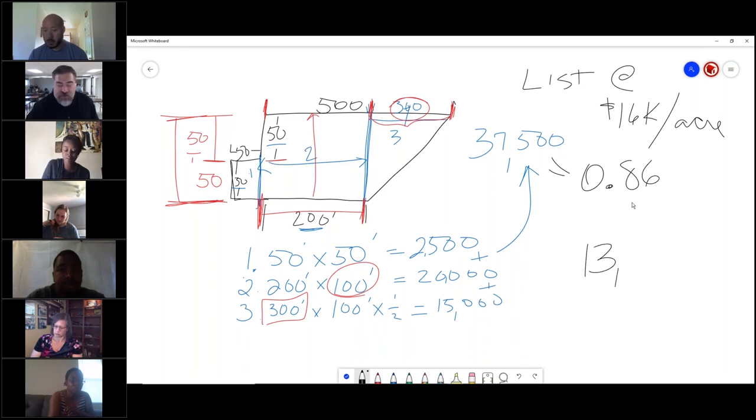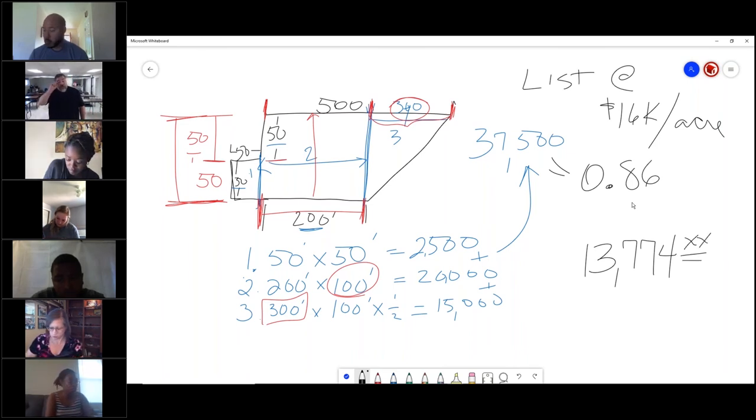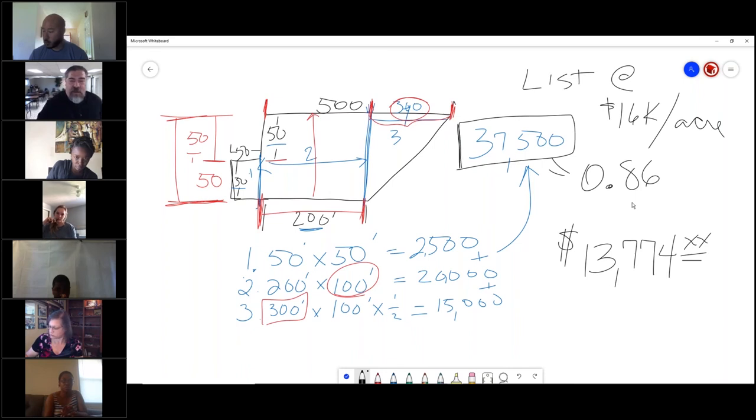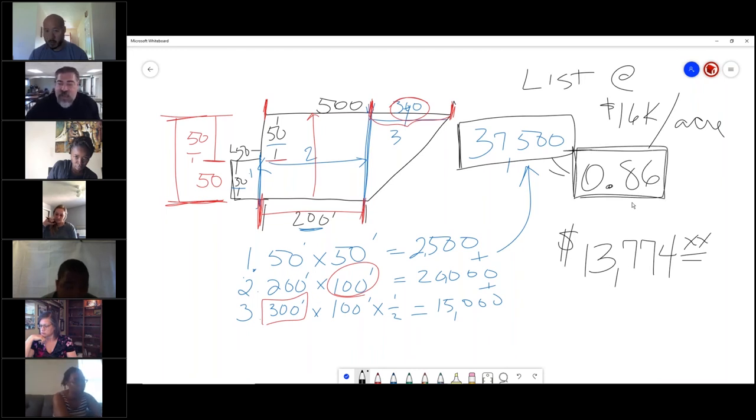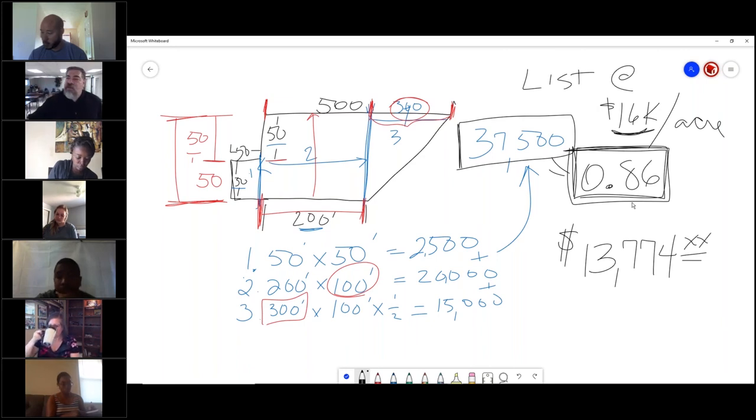Yep. So you get the list price of $13,000. That should make sense to you, because this square footage here is actually less than the whole acre. An acre is 43,560. We only got 37,000, so it's not even a full acre. So this 0.86 should make sense. You've only got 0.86 of an acre, and that's less than 16,000. Cool? Yes. All right.